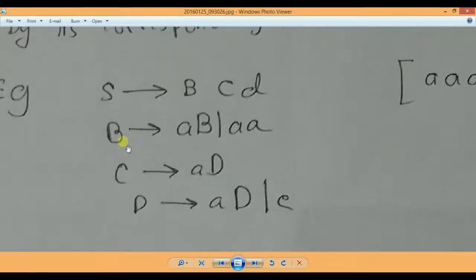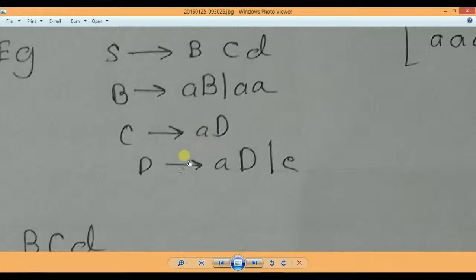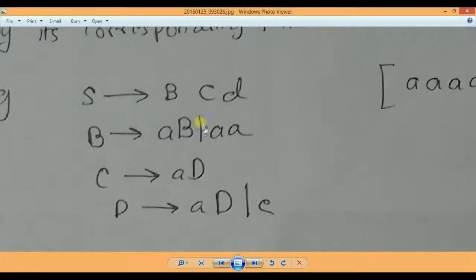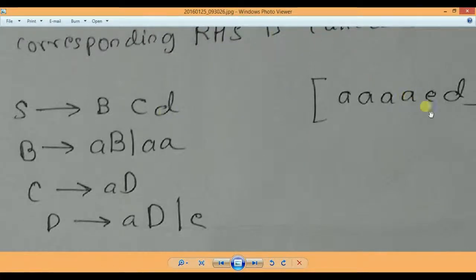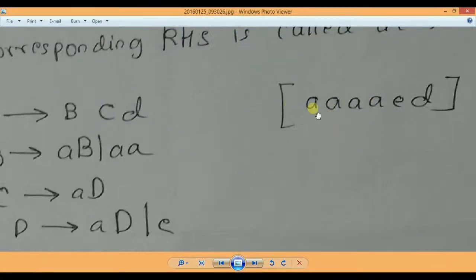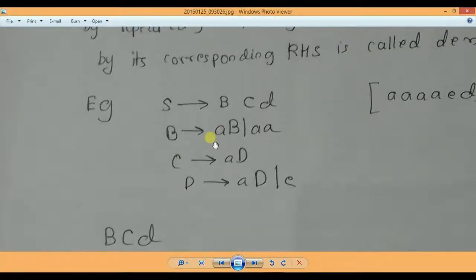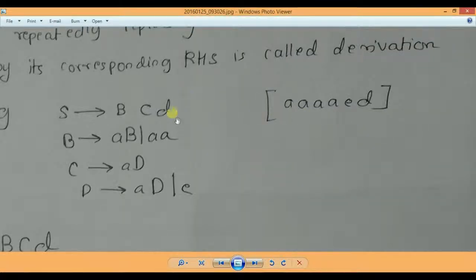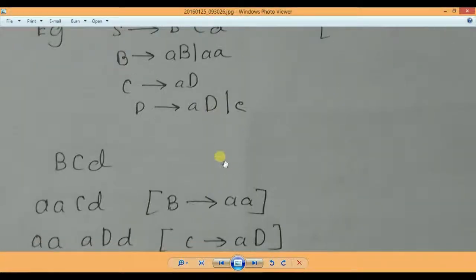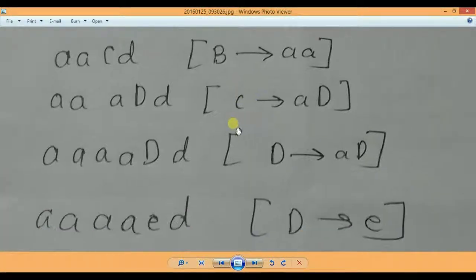Now, some rules are given. Capital B is equal to small a capital B or small a. C can be small a capital D. D can be small a capital D or e. This pipe symbol means or. Now, derivation is from this starting symbol to reach this sentence. How can we derive this sentence from this starting symbol? Well, there is no one method of reaching the sentence from the starting symbol. There are many methods, and I am discussing one of the possible methods here.